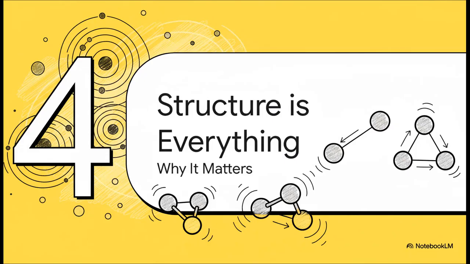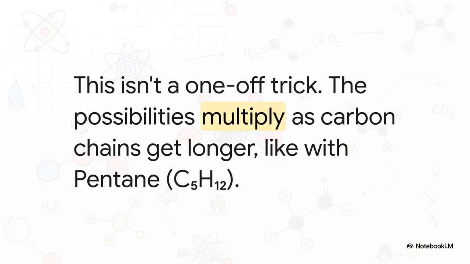Okay, so they look a little different on paper, but you're probably asking, so what? Why does any of this actually matter? Well, this is where it gets really, really cool, because that structure, it's everything. A seemingly tiny difference in the layout can have huge real-world consequences. And believe me, this isn't just some one-off trick with butane. The possibilities just multiply like crazy. If you add just 1 more carbon atom to make pentane, you suddenly jump from 2 possible isomers to 3. And as you keep adding more carbons, the number of possible structures just explodes.